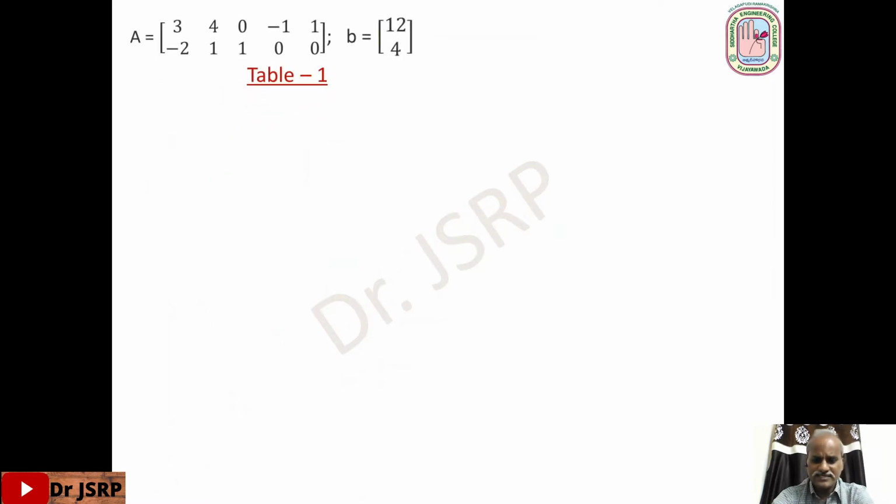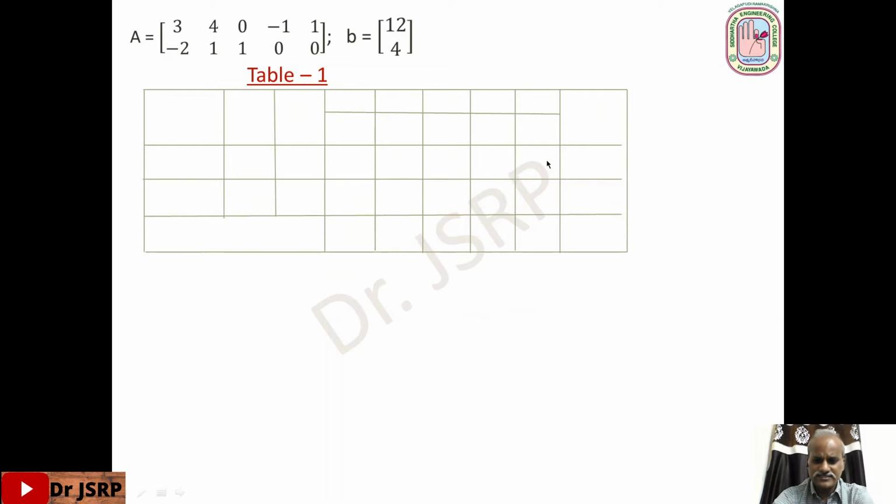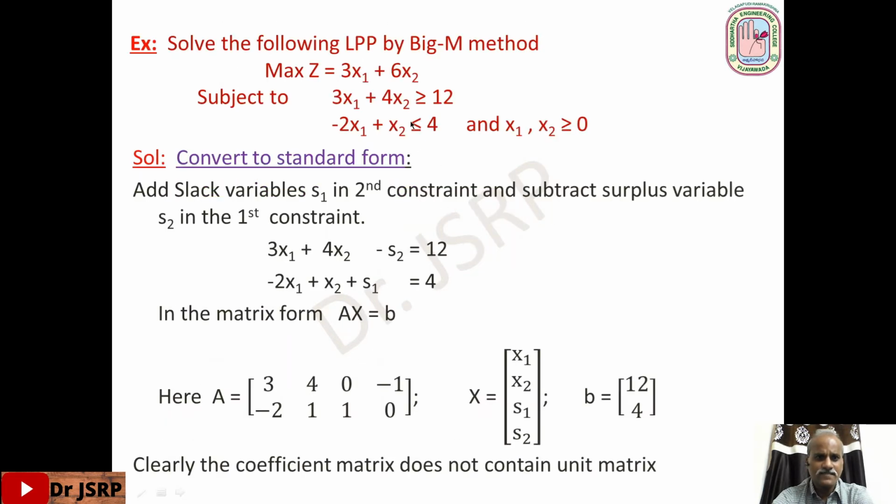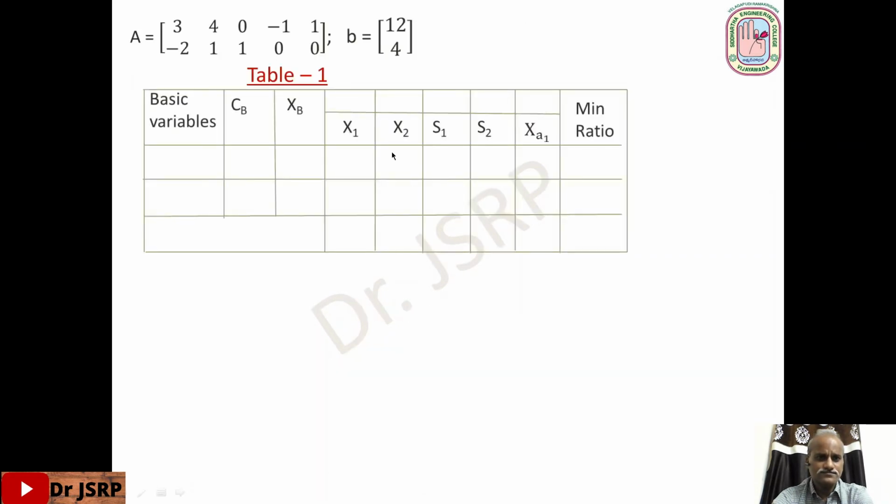The first starting table, table 1, takes this structure. Columns: basic variables, CB, XB, then X1, X2, S1, S2, XA1. Take the coefficients from the objective function: x1 coefficient 3, x2 coefficient 6, S1 and S2 are slack variables so their coefficients are zeros, and xa1 coefficient is minus M. Since it is an artificial variable, by the Big M method we assign a cost minus M.